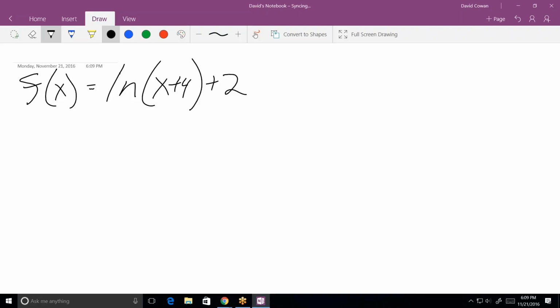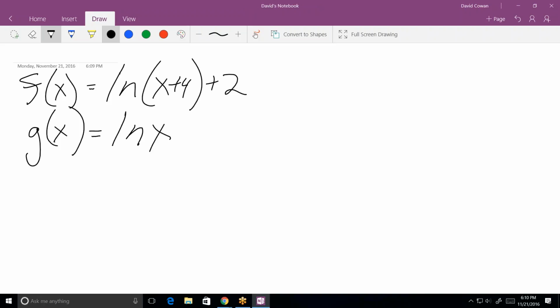Parent function? Just f of x equals... actually, we can't call it f of x. We've got to call it something else. Okay, so g of x equals natural log of x. That's why we have to call it something else, because if I call it f of x, then we have f of x being two different things. Right, now let's figure out how to manipulate g of x to match this.